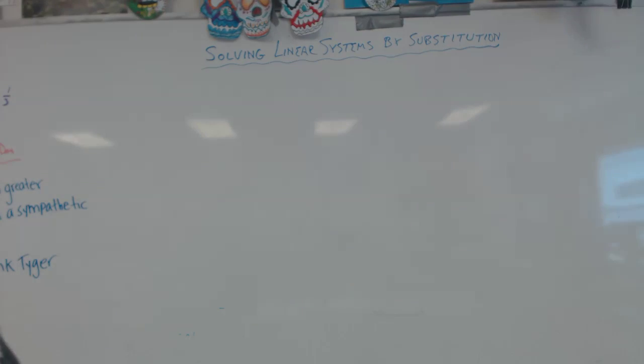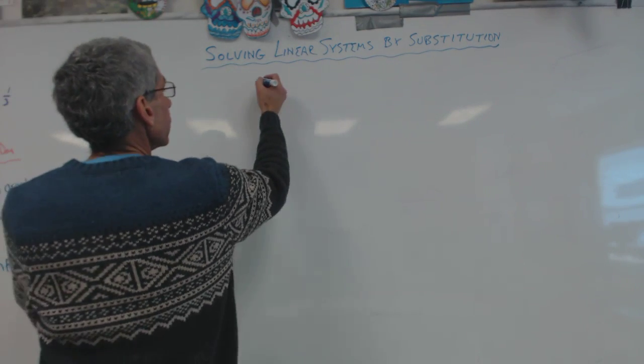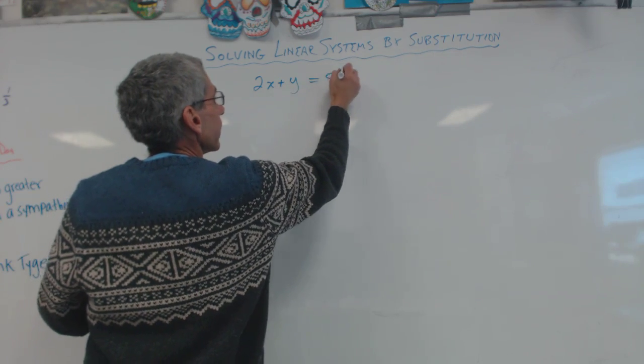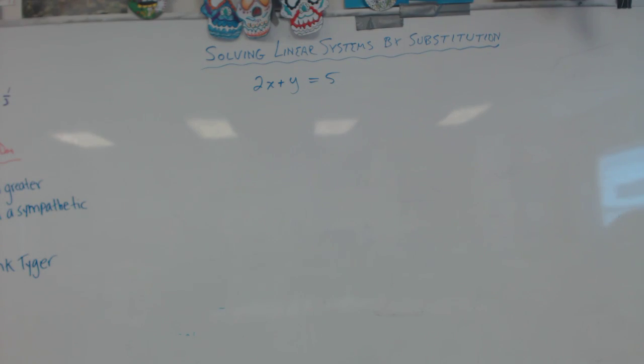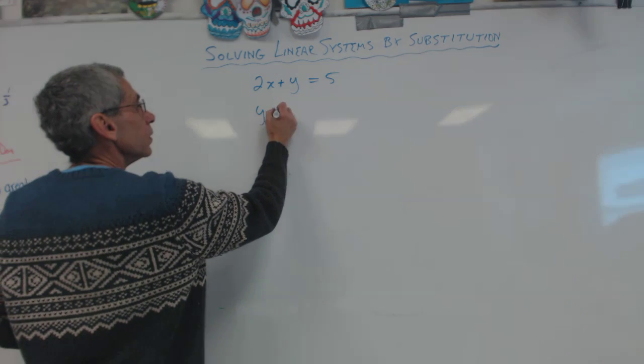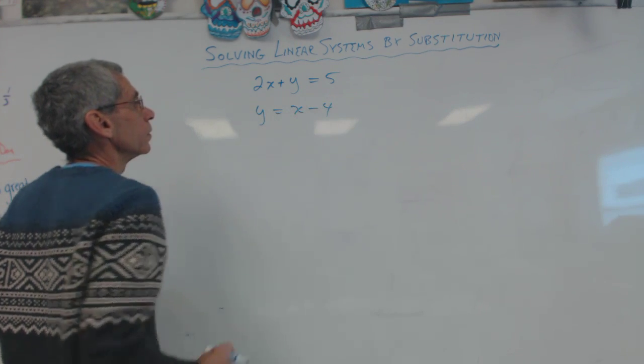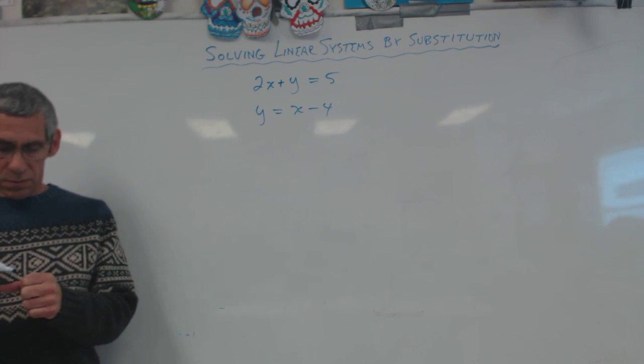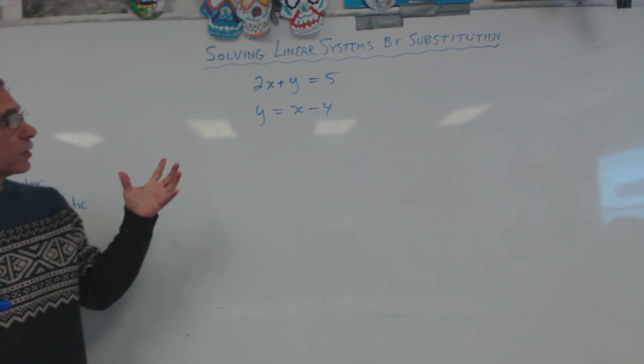So this one is 2x plus y equals 5, and y is equal to x minus 4. Okay, so now everybody write that down? Yes. Okay, so let's look at it.